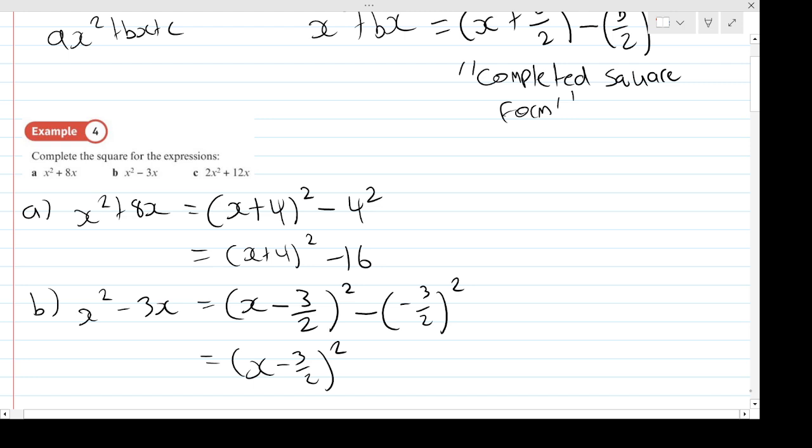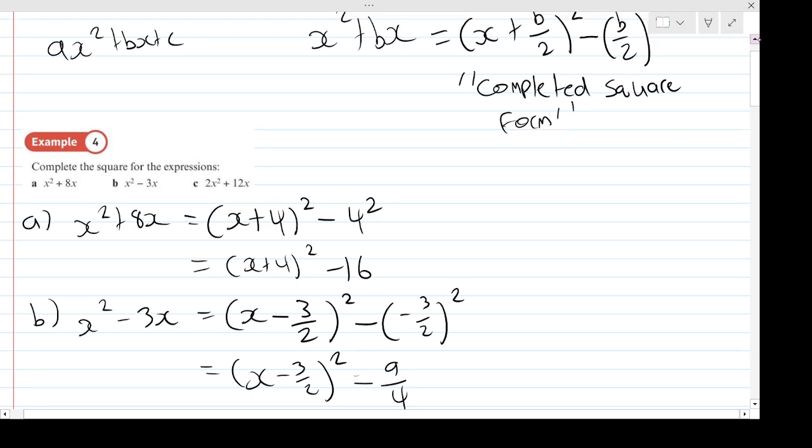Minus 3 over 2 squared would be positive 9 over 4, because 3 squared is 9 and 2 squared is 4. But then I'm subtracting it because I have a minus outside the bracket, so it'd be minus 9 over 4. In general, you should always be subtracting the number outside.